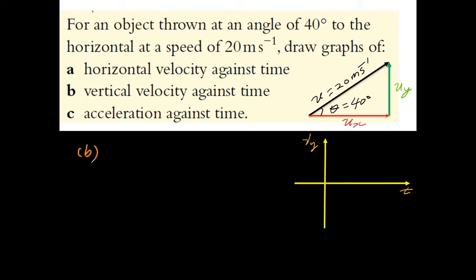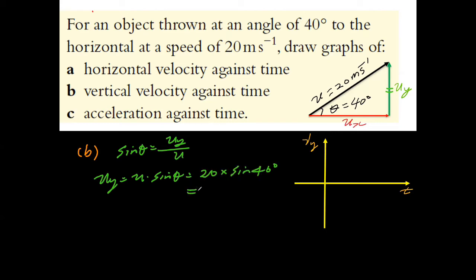So part B, vertical velocity against time. Before plotting vertical velocity against time, let us find the initial velocity in the vertical component. That's the opposite side, so sine theta equals uy over u, which means uy equals u times sine theta. The initial velocity is 20 times sine 40 degrees. That gives us 12.9 meters per second. Now let's write down the velocity formula: v equals u plus at.